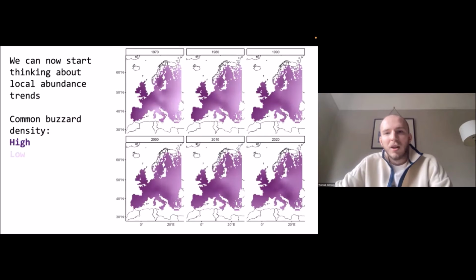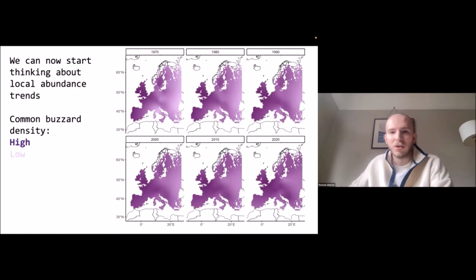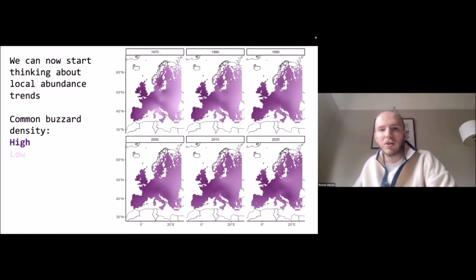So this is the pattern of common buzzard density across Europe in the last 50 or so years. And you can see the density patterns change somewhat as you move through time. This figure is actually only depicting the spatiotemporal structure and not the local environmental features currently, but that's a work in progress. So we can get these model-derived outputs of abundance.